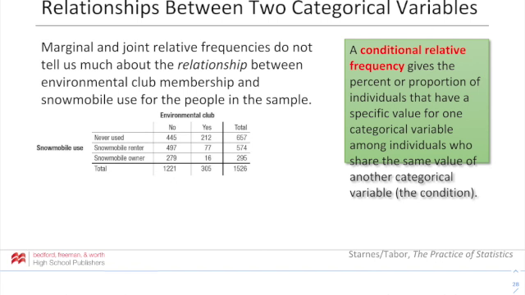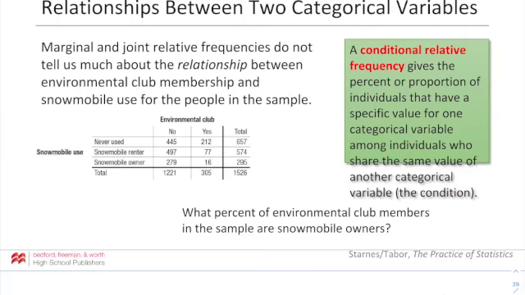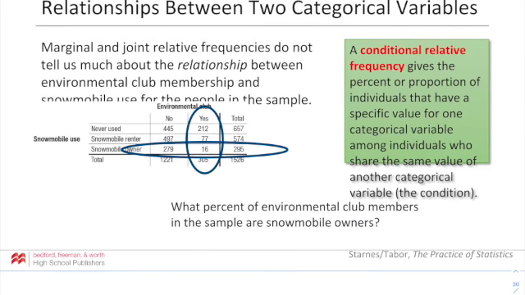Conditional meaning we know something has occurred, or maybe they have identified themselves in one variable, and then we want to know the proportion of something in the other variable. So a conditional relative frequency gives the percent or proportion of individuals that have a specific value for one categorical variable among individuals who share the same value of another. That's the condition. So what percent of environmental club members, so this is the condition, we know they are an environmental club member. So what percent of environmental club members in the sample are snowmobile owners?